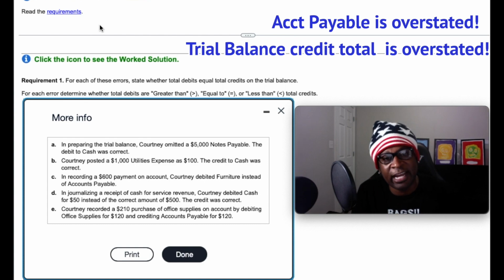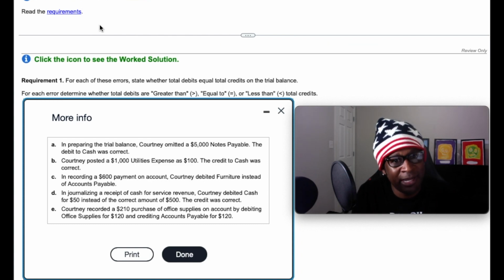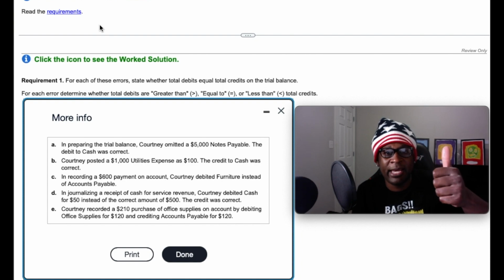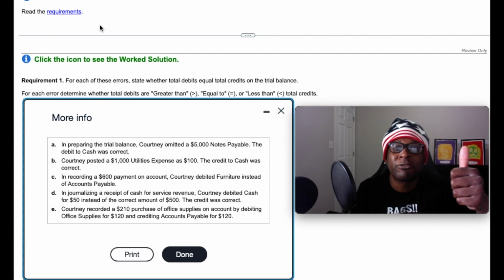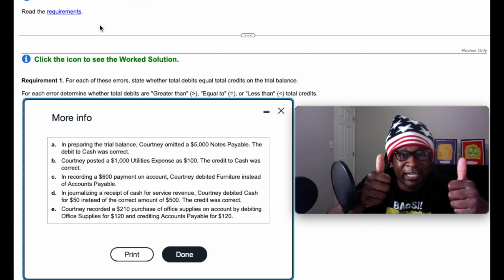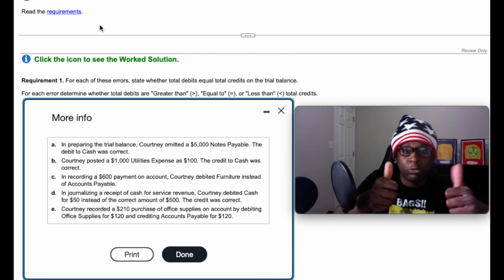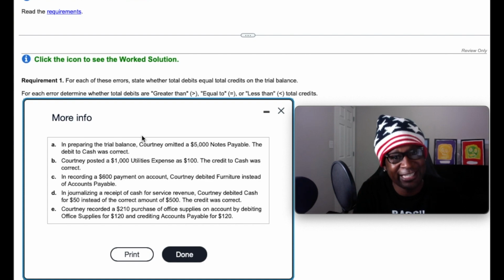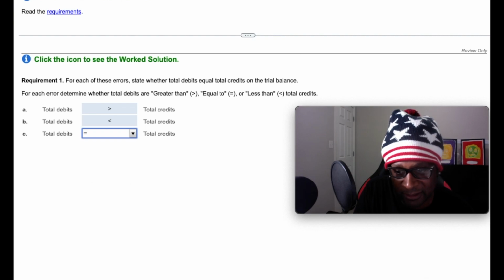So that credit side balance of liabilities on the trial balance is going to be higher than what it should be. So in summation, gang, we have a debit balance from furniture on the trial balance that's higher than what it should be, and we also have a credit balance from accounts payable that's higher than what it should be, both by $600. So guess what, gang? Our trial balance is what? Equal. Still wrong, but yet equal. So we're going to check that answer.